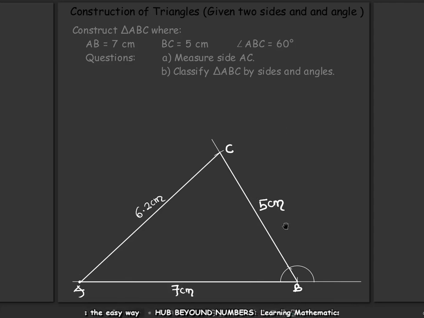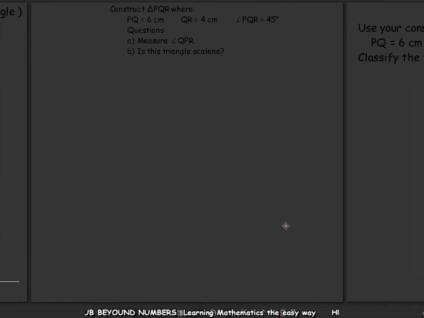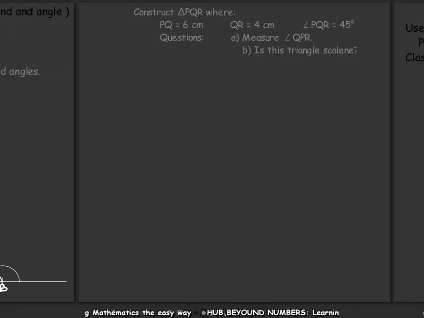So that is it for this first example. Let's look at some other examples as well. So this question here says we have to construct triangle PQR where PQ is 6 centimeters, we have QR being 4, and the angle at Q, PQR, being 45 degrees, right?